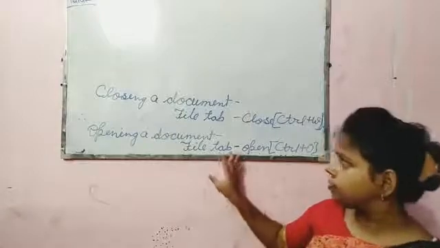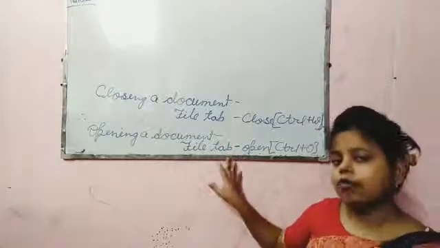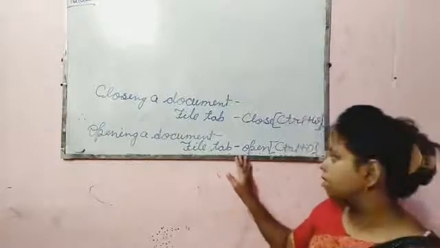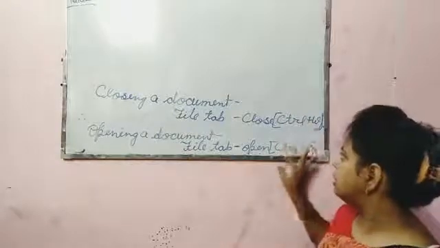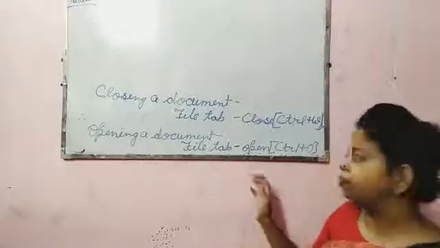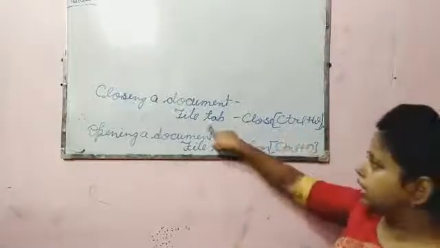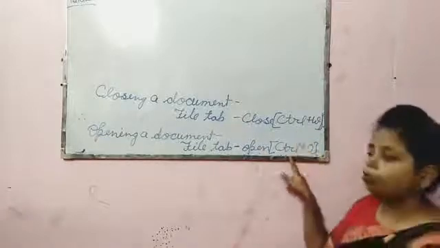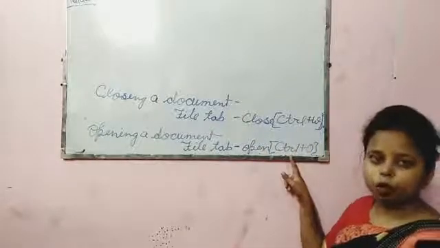And in this one we will do something. We search for our file, which we have saved with our name, and then we use the shortcut keys, meaning from the keyboard. How can we do it? For closing a document, Ctrl plus W, and for opening a document, Ctrl plus O.